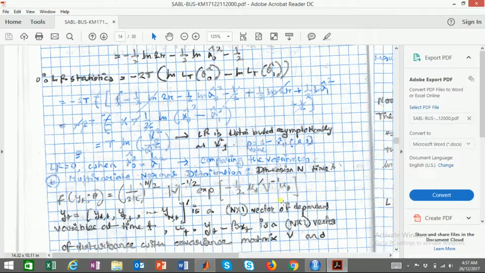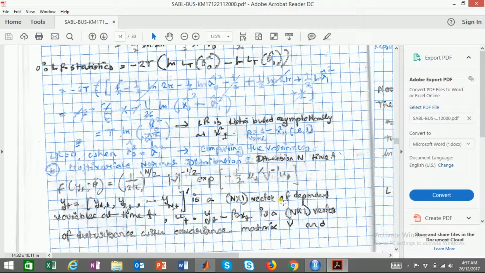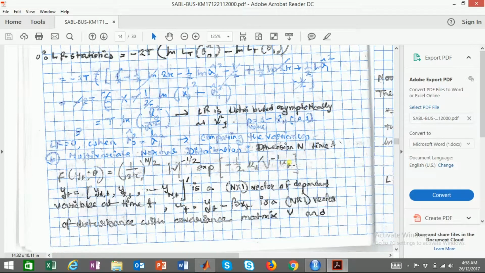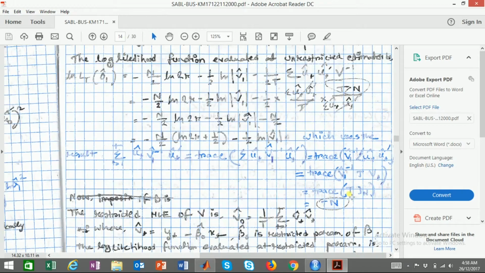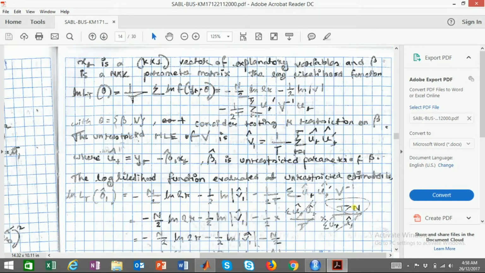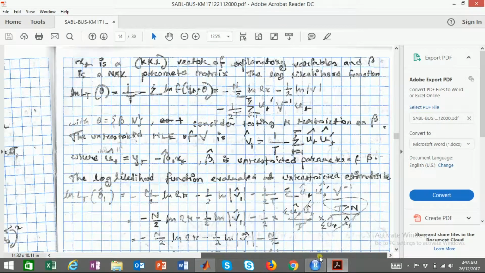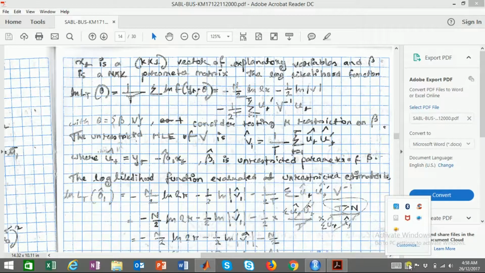yt is an n by 1 vector of dependent variables at time t. ut is yt minus bxt, an n by 1 vector of disturbances with covariance matrix v. xt is a k by 1 vector of explanatory variables and b is an n by k parameter matrix.